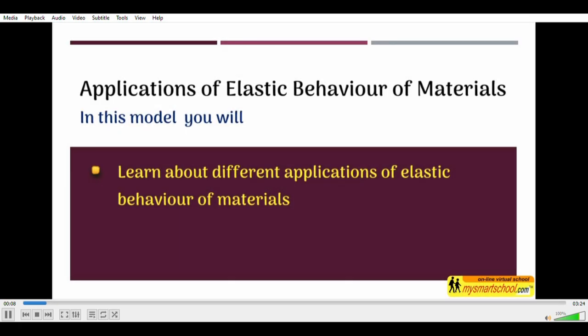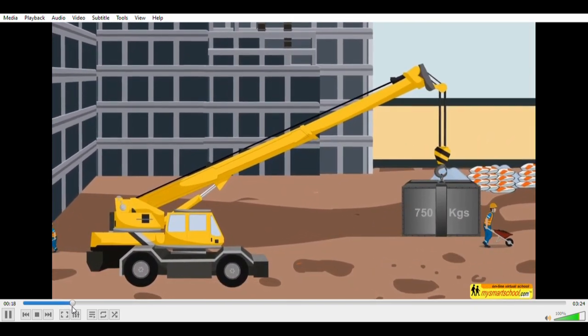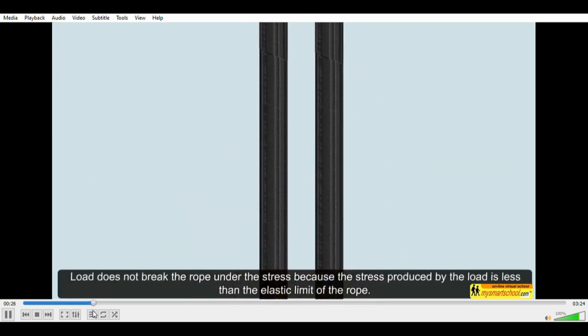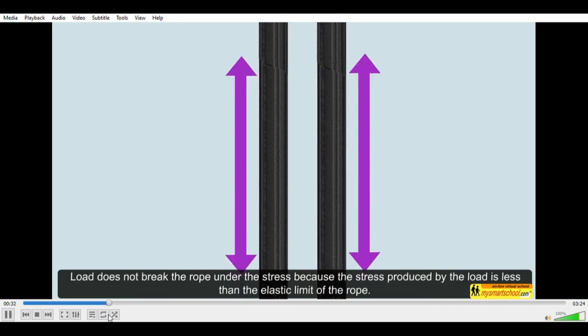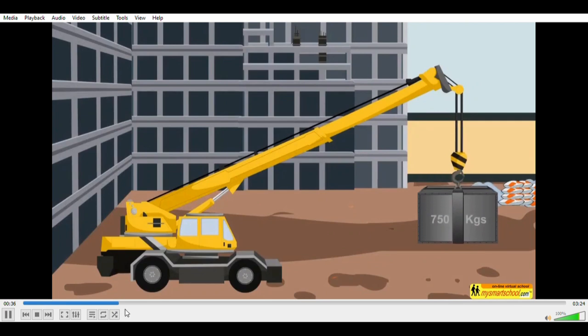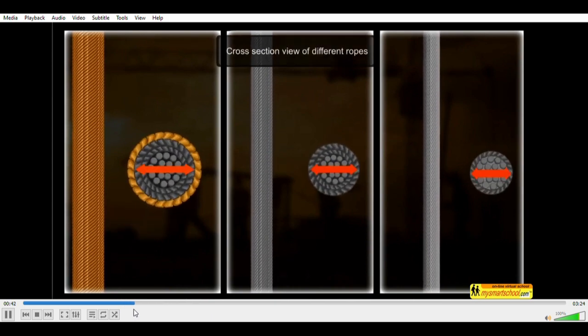In this module, you will learn about different applications of the elastic behavior of materials. You might have seen a crane lifting a load. The crane's thick metal rope does not snap. This happens because the stress due to the load is less than the elastic limit. Thus, cranes are designed to reduce the stress by varying the diameter of the rope as per the elastic limit of the material of the rope.